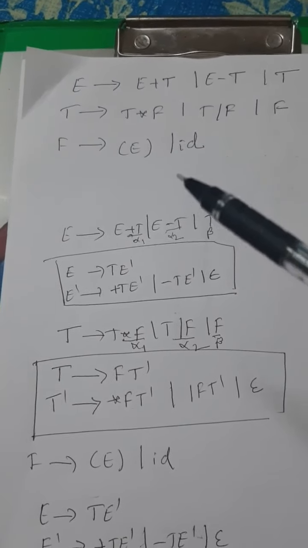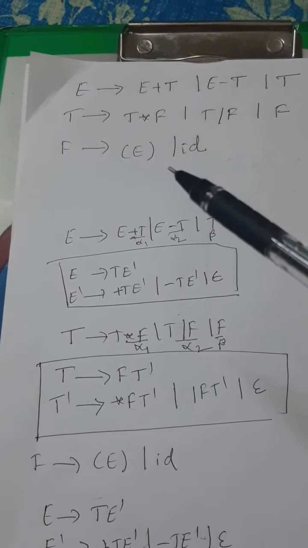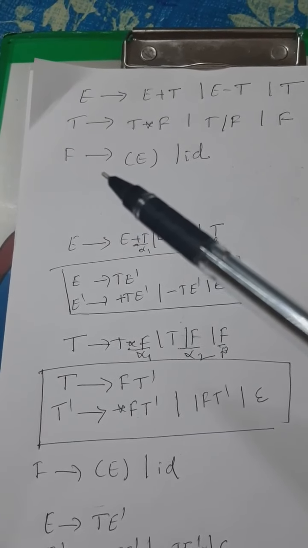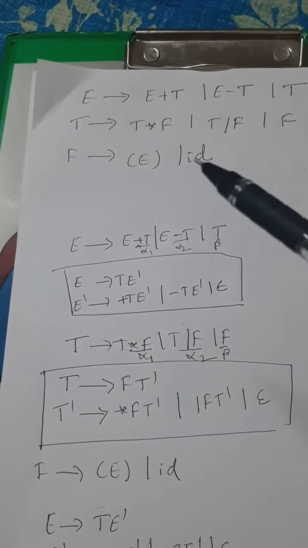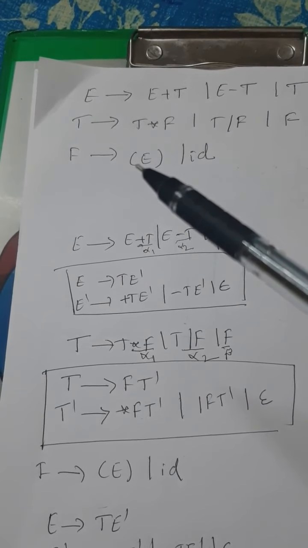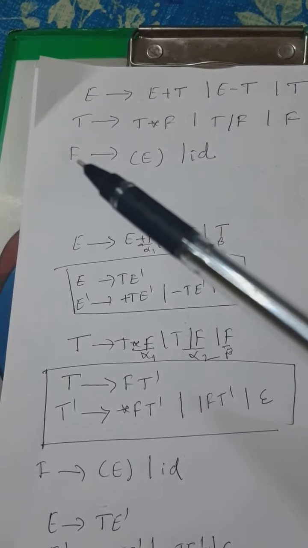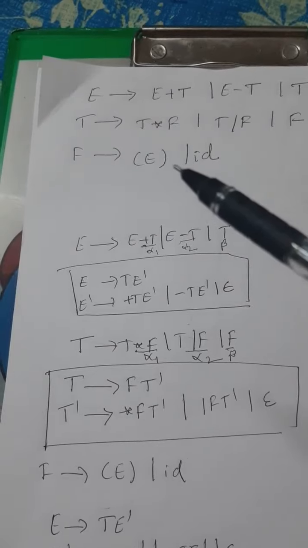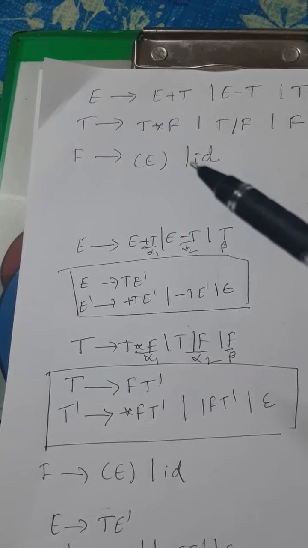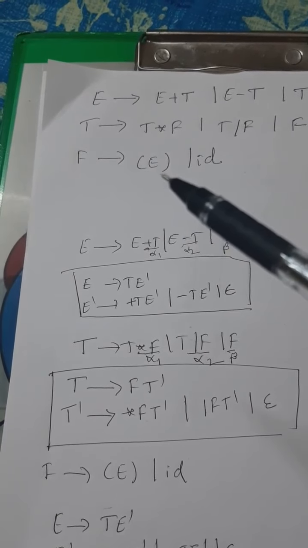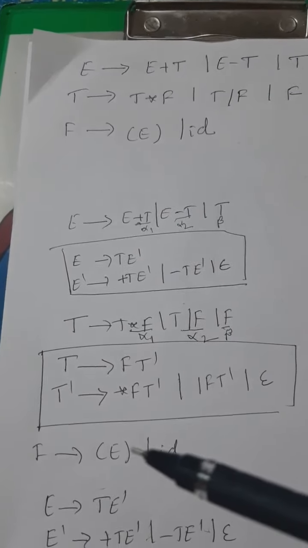When I consider the third grammar production, which is produced by the grammar symbol F, it doesn't have any left recursion, because the first symbol in this production is bracket, which is not the same as the grammar symbol, and the second production has an ID. So these two productions don't have a left recursion. So F is free from left recursion. So I will write F as it is.